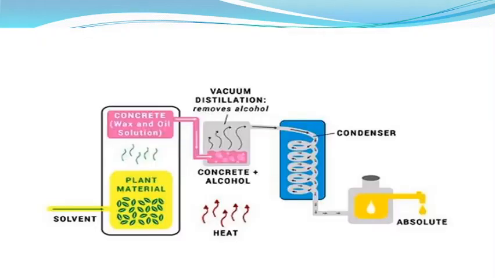As you can see in this solvent extraction method, the solvent is passed through this plant material and it is converted into concrete. Then it passes through the vacuum distillation pump. Here the alcohol is vaporized. Then these vapors pass through the condenser, and from here the essential oil absolute form is siphoned off.